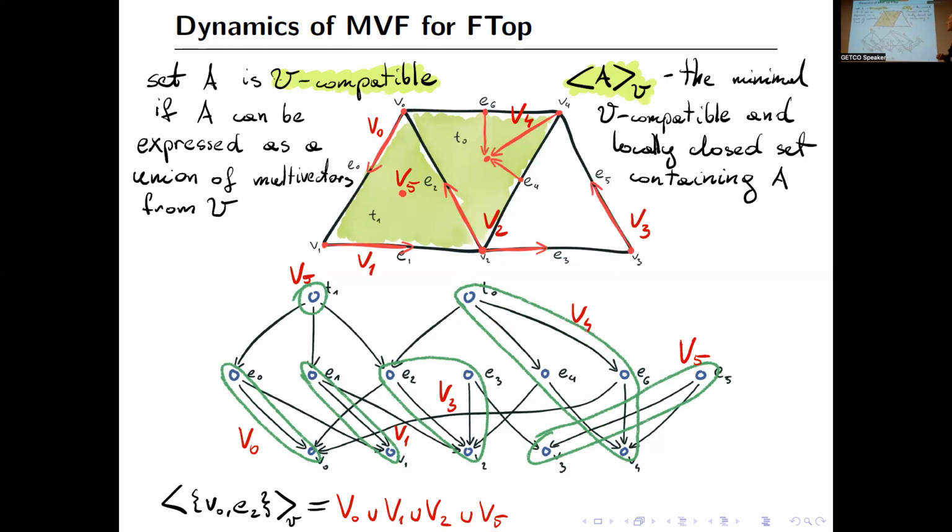These notions will be helpful later. So we distinguish a kind of sets which we call V-compatible. We say that A is V-compatible if we can express it as a union of multivectors. We also have this notion of those triangular braces, which we call V-hull, which means the minimal V-compatible and locally closed set containing set A.